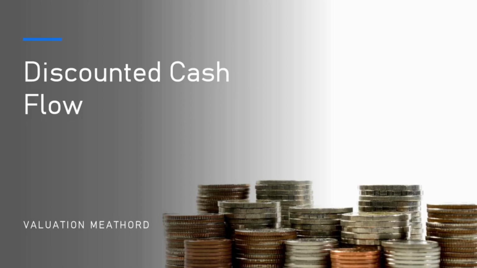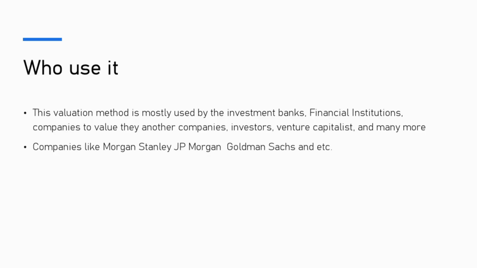My name is Lokesh. So in this video we are discussing the discounted cash flow. Discounted cash flow is a valuation method which is used by many investment banks, financial institutions, companies to value another company, investors and venture capitalists and many more. Famous companies which use this method are JP Morgan, Morgan Stanley, Goldman Sachs and so on. They commonly use this method to value another company.